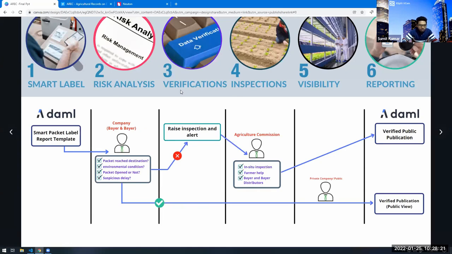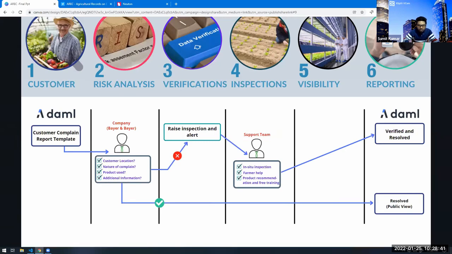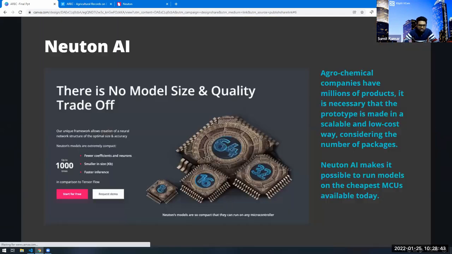We just don't want it to be fully transparent. We want it to be selectively transparent. It means that it should not be fully visible to all, but should be a stepwise process. The company should be able to intervene. The Agriculture Commission should be able to intervene in between if there is an alert or something. So this was the problem statement which I tried to solve.